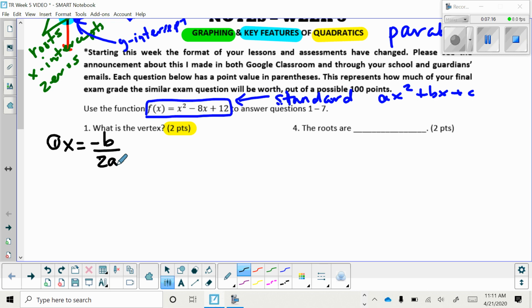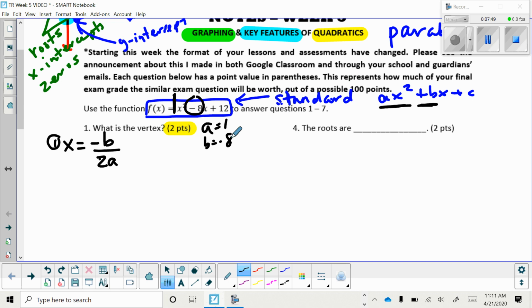I'm going to get that from the function, the coefficients, right? a is whatever is the coefficient for x squared. So in this specific example, the a is 1, right? When it's not written, we understand that it's 1. And b is whatever's in front of the x value. And in this function, it's negative 8. All right, so a equals 1, b equals negative 8. So we're going to plug those in.